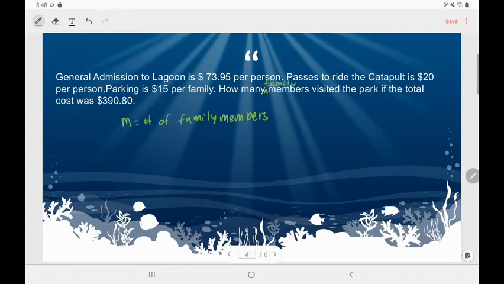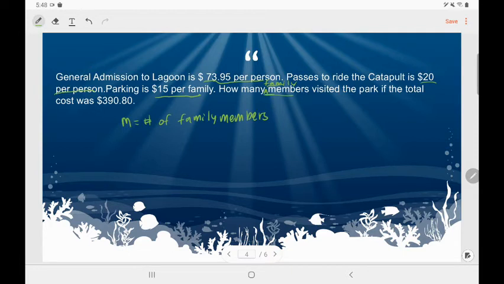All right, so as I go ahead and read this, I'm looking for any constants. Now, my cost is changing by this much per person, so that's not a constant. It's changing by $20 per person for this, so that's not a constant. And this last one does not look like a constant, $15 per family.